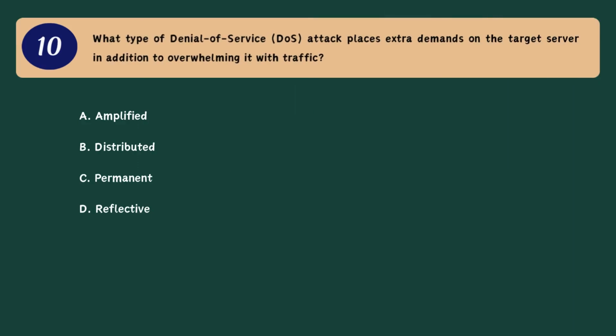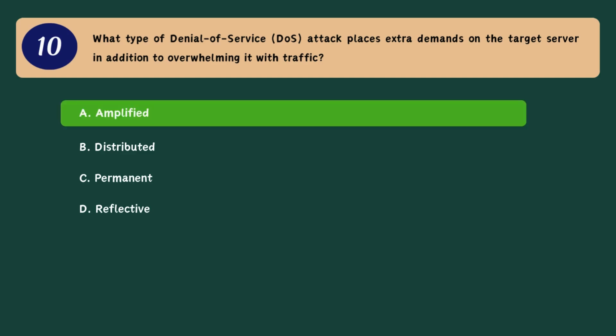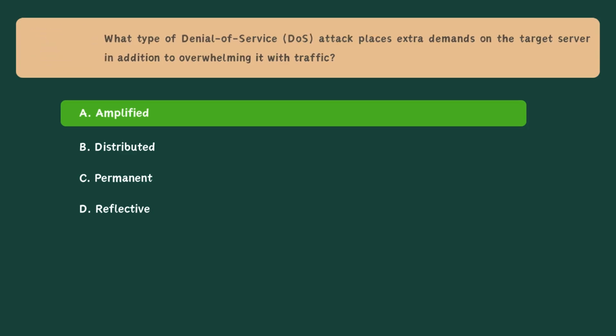Question 10. What type of denial of service attack places extra demands on the target server in addition to overwhelming it with traffic? A. Amplified. B. Distributed. C. Permanent. D. Reflective. Correct answer. A. Amplified.